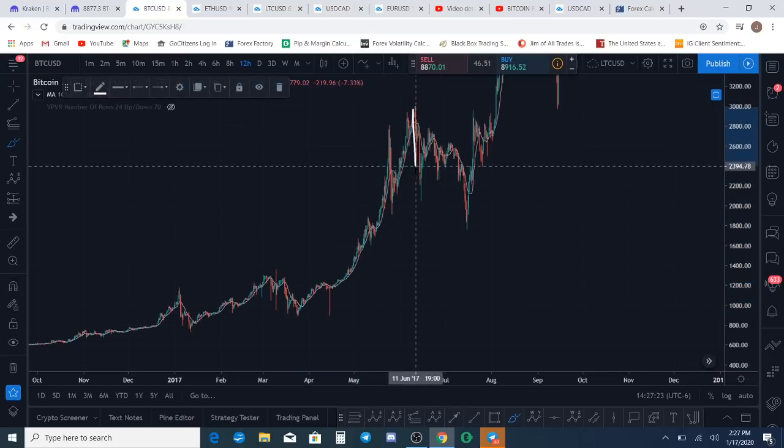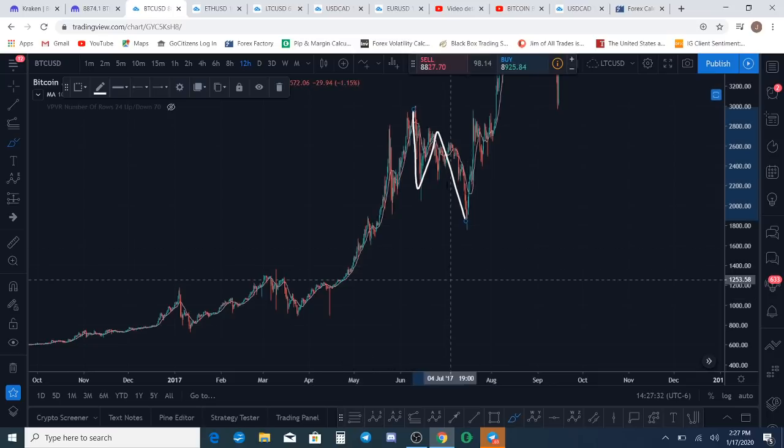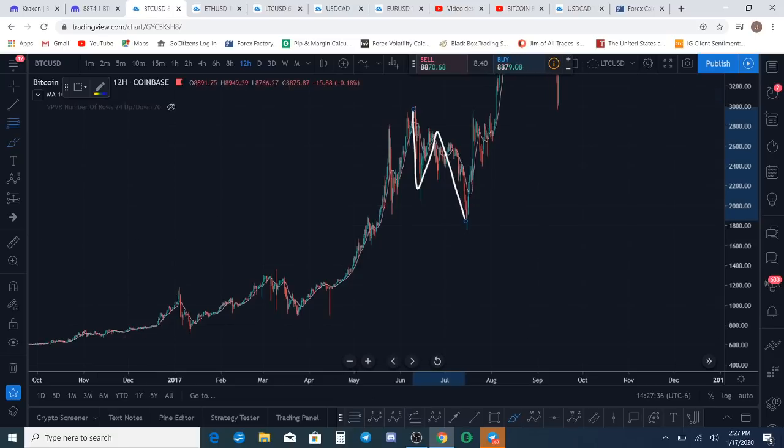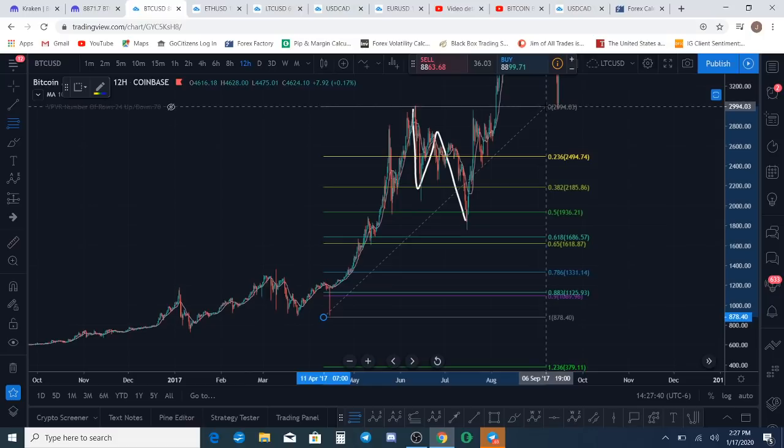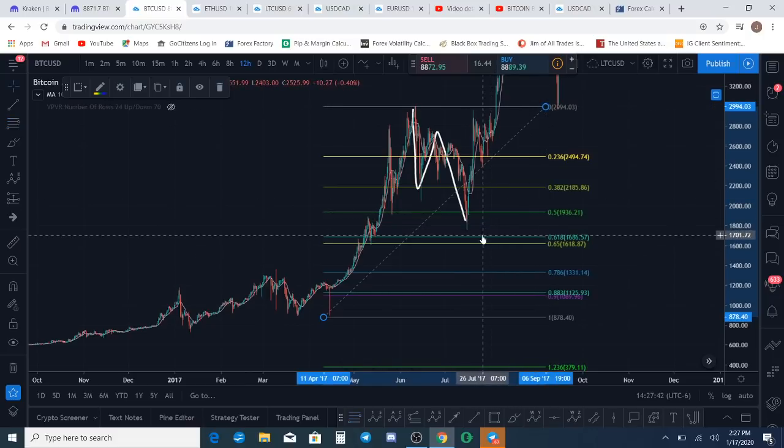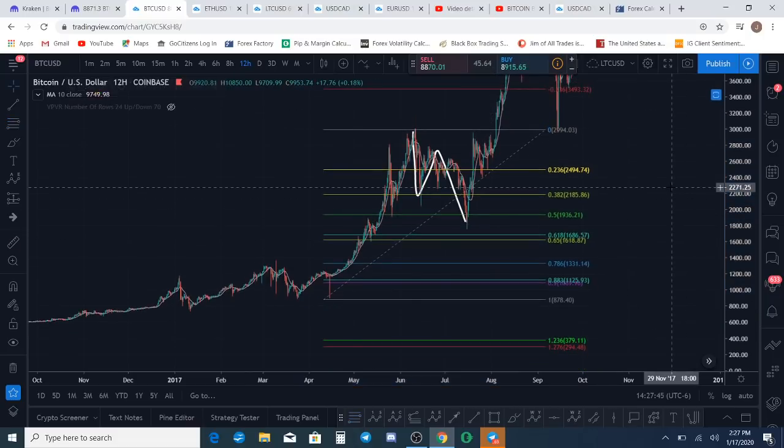And check it out. We got a 1, 2, 3-wave pullback. Now those waves have subwaves. We understand that, but that just gives you an idea. You got a 5-wave impulse, a 3-wave correction, and look at where it retraced to, just so you could see. This one retraced to between the 50 and the 618.